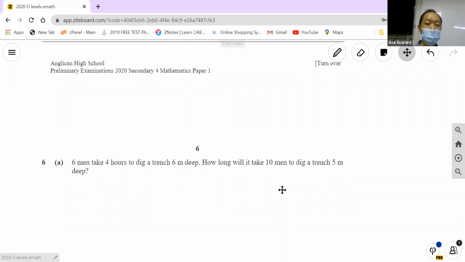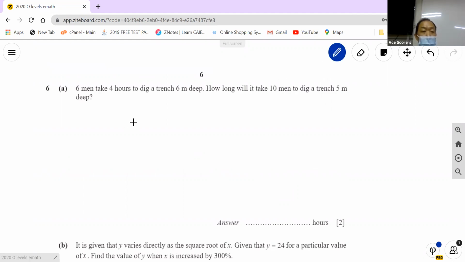6 men take 4 hours to dig a trench 6 meters deep. How long will it take 10 men to dig a trench 5 meters deep? I really like this type of question. It's like a ratio. Okay, number of men 6, times 4. Okay, and the trench depth, let's call it depth, 6 meters.